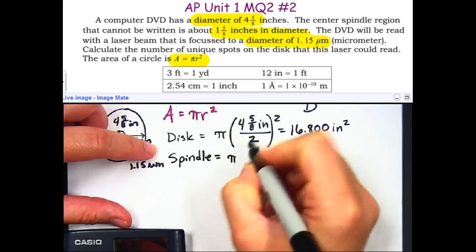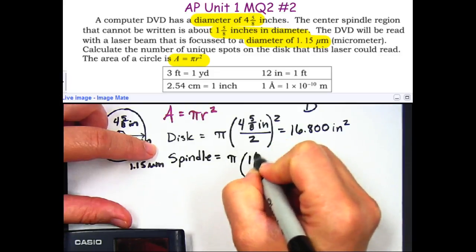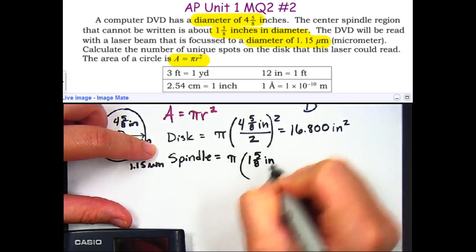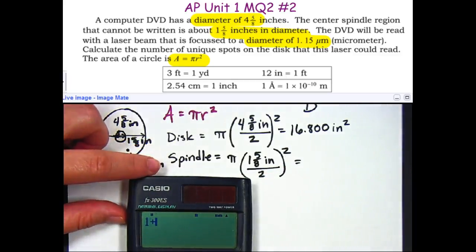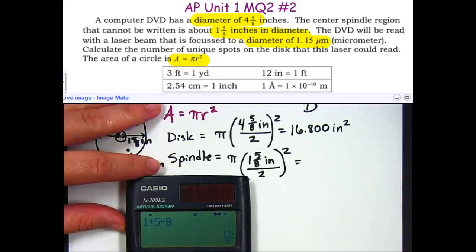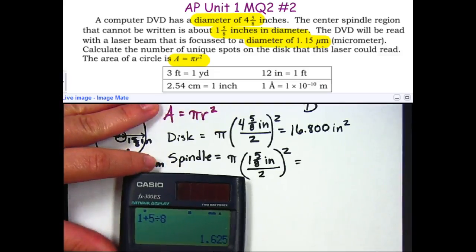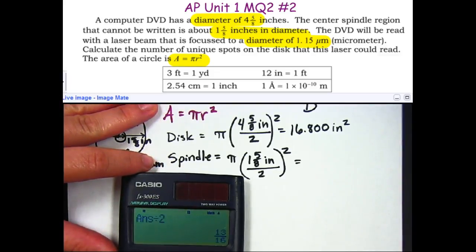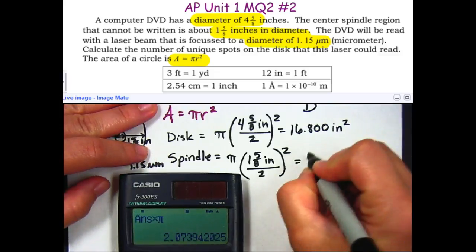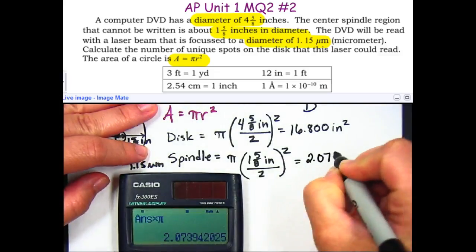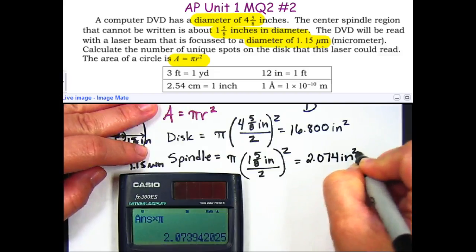All right, now we'll find the area of the spindle, which is pi times 1 5/8 inch divided by 2, squared. 1 plus 5/8 is 1.625. We're going to divide that by 2, square that value, and then multiply that times pi. This gives us 2.074 inches squared.